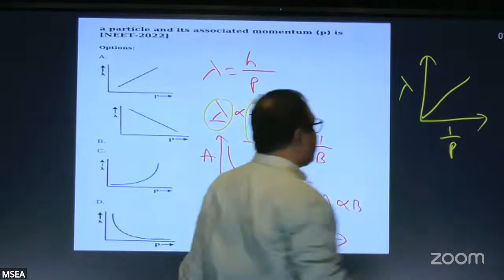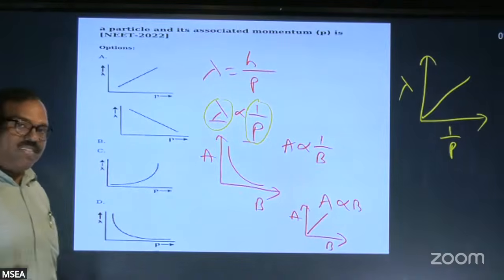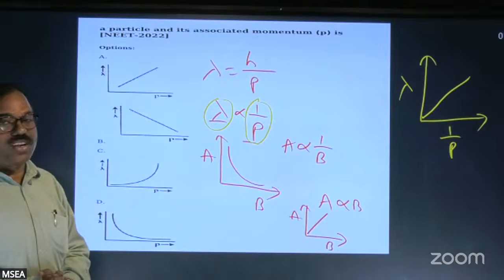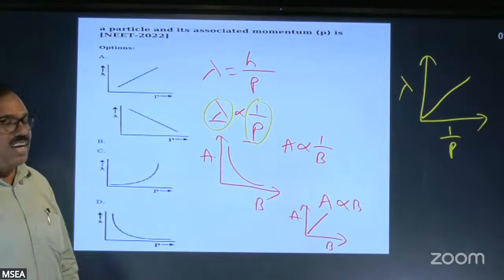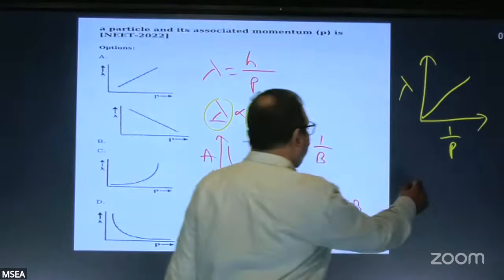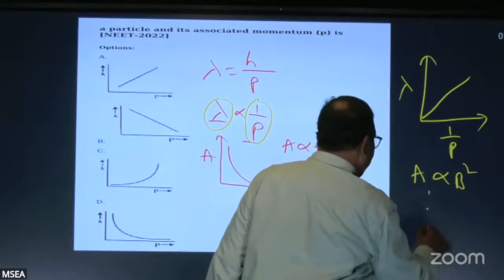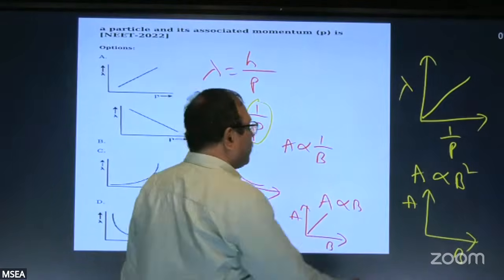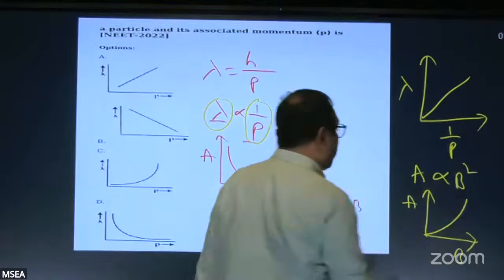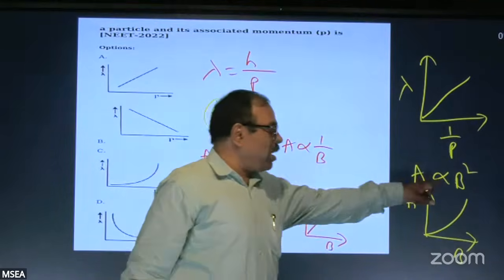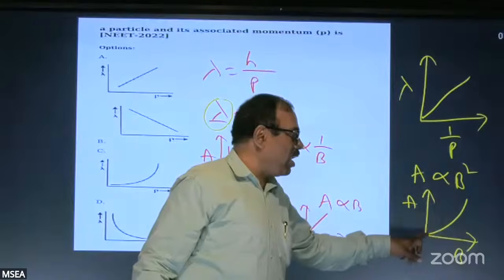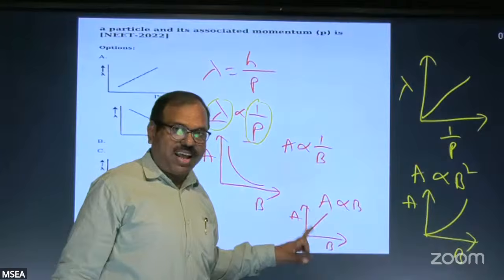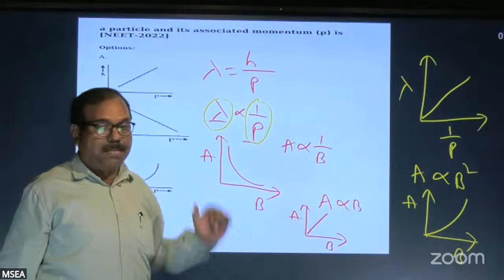So the graph is a straight line passing through the origin. Whenever directly proportional is there, it is a straight line passing through the origin. Whenever inversely proportional is there, we get a hyperbola. And also one more: A proportional to B square. You remember this one. Whenever A and B are given like this, we get a parabola. Whenever directly proportional but the powers are not equal, it is a parabola. Directly proportional and powers equal, it is a straight line. If it is inversely proportional, we get a hyperbola.